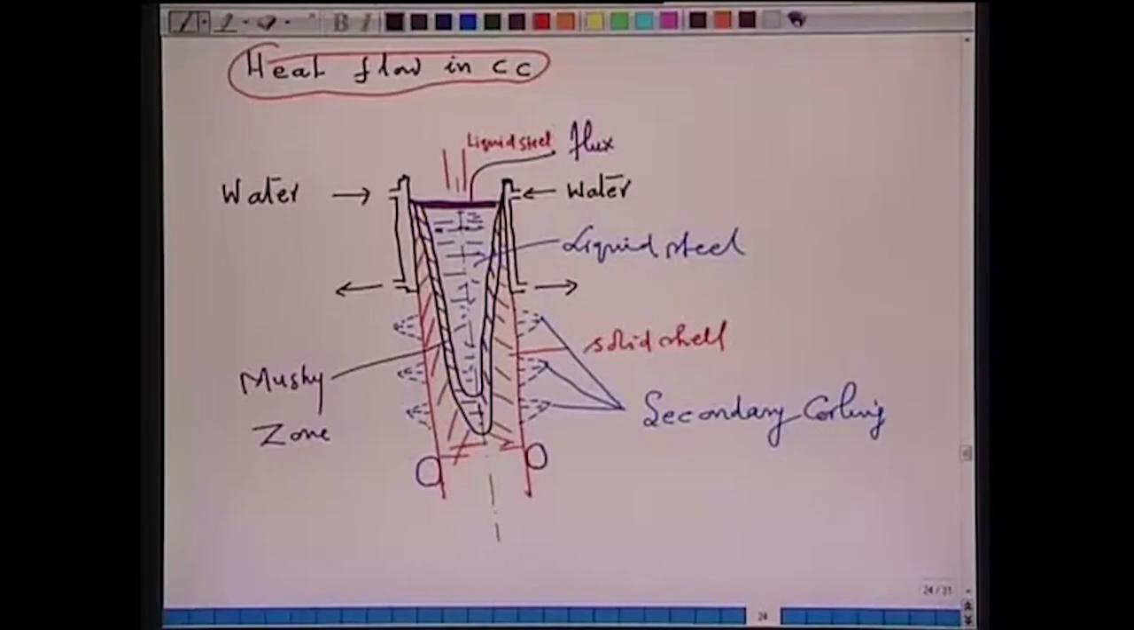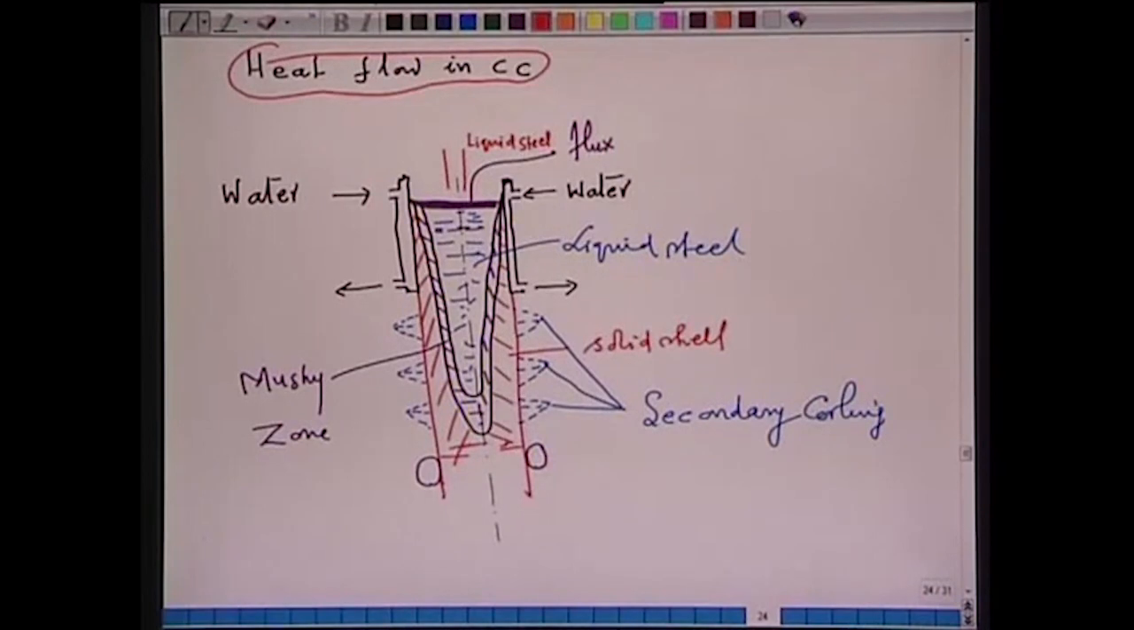From there the solidification begins. So, you see here, this is the liquid stream which is entering. This unit shown in black is the mold, and it is a water cooled mold. During cooling, a partially solidified strand is formed, and this red portion shows the partially solidified strand.